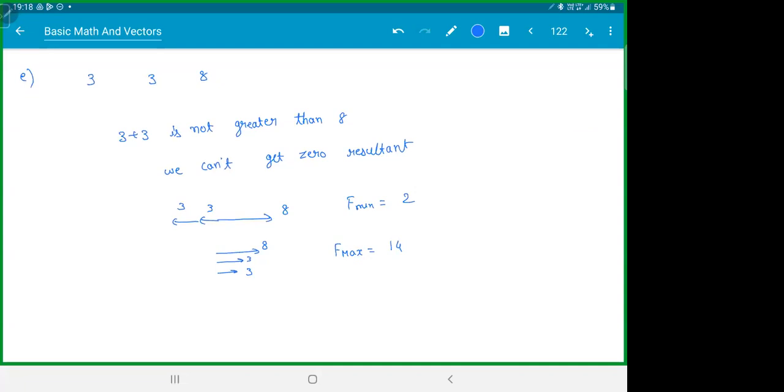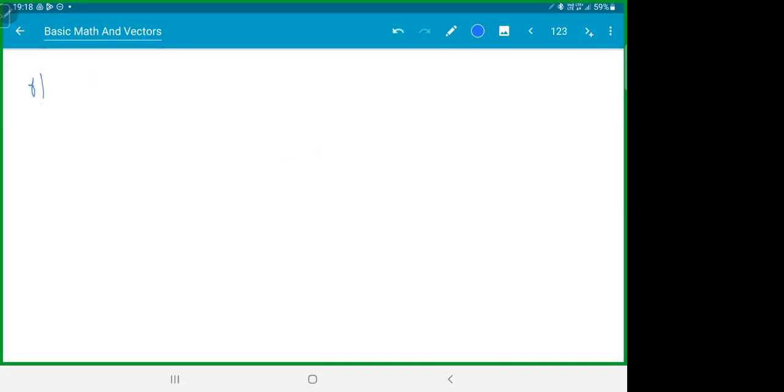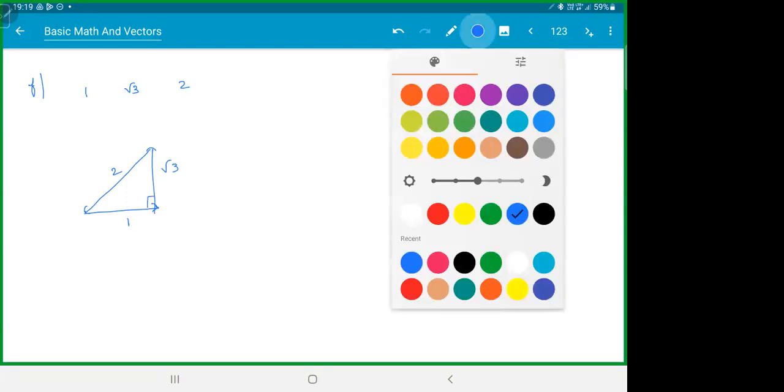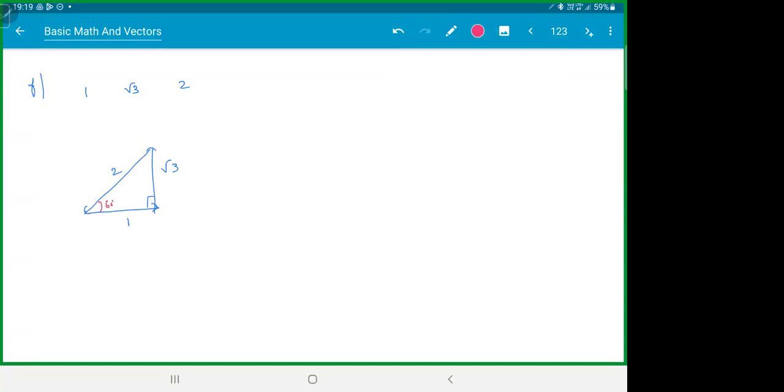You guys are drawing a wrong triangle. How will you get a triangle of 1, root 3 and 2? So 1, root 3, and this is 2, right? 2 is the hypotenuse. Isn't it? 1 square plus root 3 square is 2 square. So what is this angle here? 60. What is this angle here? 30. But that is not the angles.